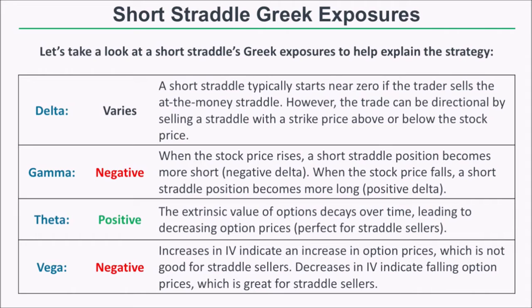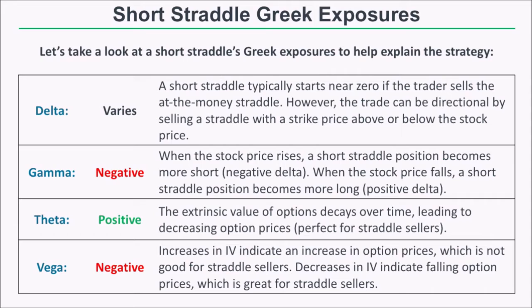In regards to theta, a short straddle position has positive theta. Positive theta means that you make money as time passes because the options that you're short are losing extrinsic value. So if the stock price is very calm and implied volatility is not changing, as time passes the extrinsic value of options decays, and that leads to cheaper and cheaper option prices and therefore profits for a straddle seller. So a short straddle position has positive theta.